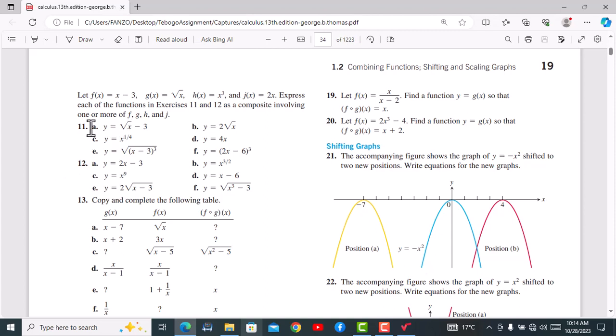As you can see, from number 11 we have a, b, c, d, e until f. So we need to express each of the functions in exercises 11 and 12 as a composite involving one or more of f, g, h and j. So we can try to play around with that, but let's continue with this in the next tutorial. This is where we will start. Let's just continue with that in the next tutorial.